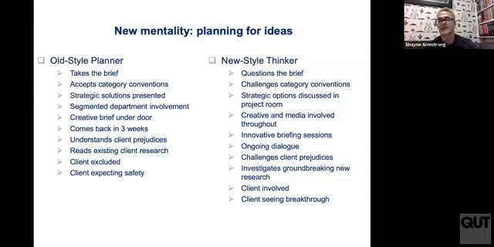So yes, strategic options are discussed in the project room. Creative and media are involved throughout. The client is consulted all the way through the process. The consumer is consulted all the way through the process as well. So we challenge client prejudices. Just because the client tells us that their consumer is one thing, if we research and find out it's something else, we present it to them. We present them with the truth. So instead of the client presenting safety, that is, the old adage was just give the client what they want, give them what they're used to, don't make waves. Now it's about forcing them to see the truth. That is, forcing them to have a breakthrough and see the truth of their brand.